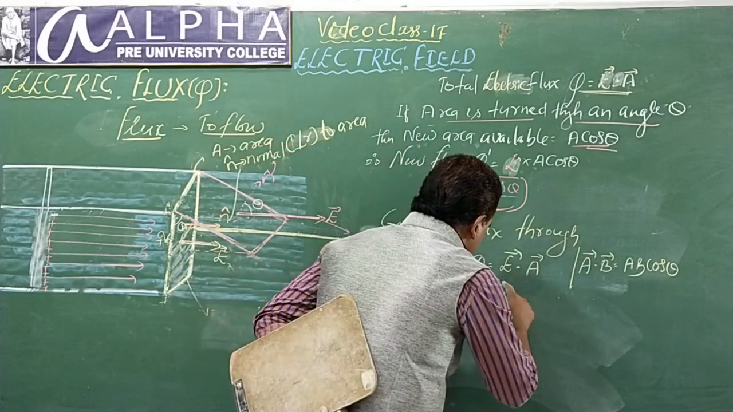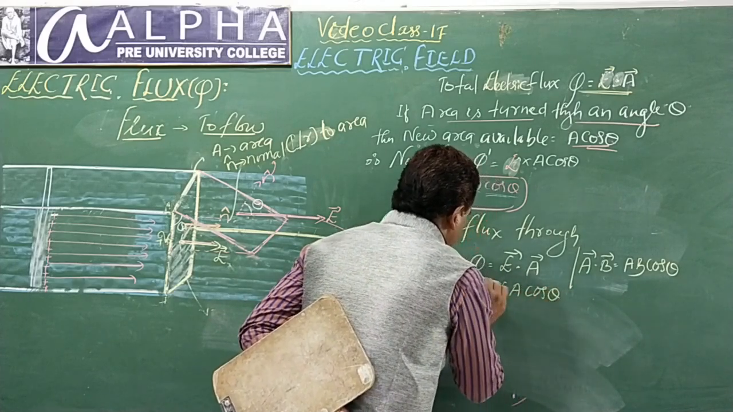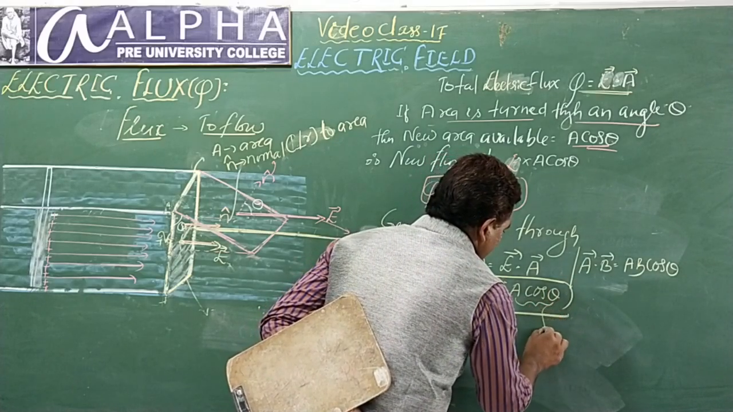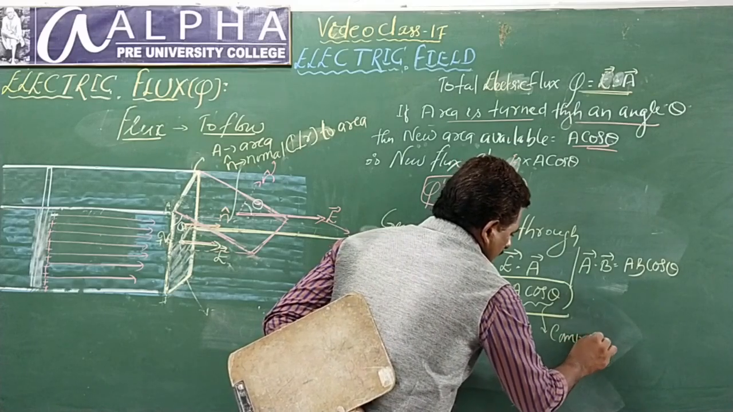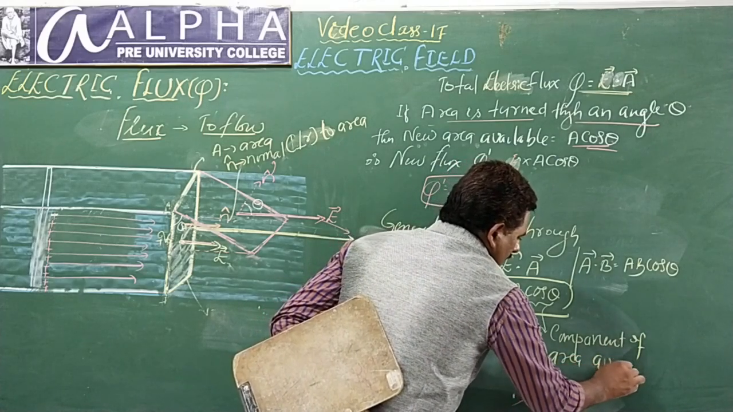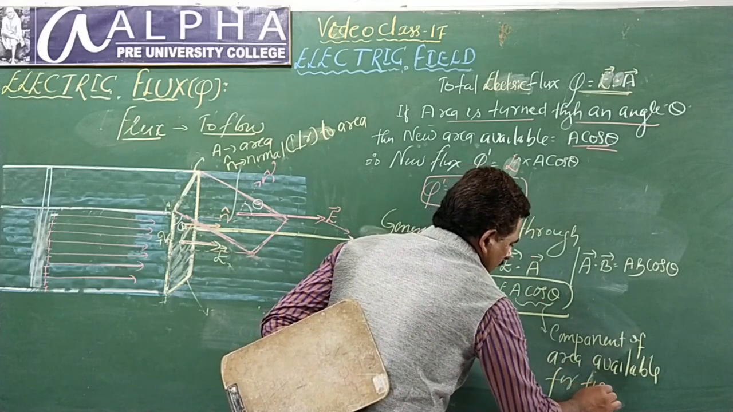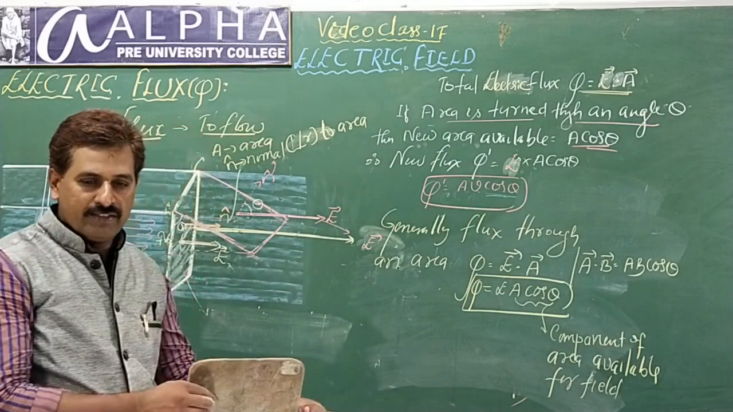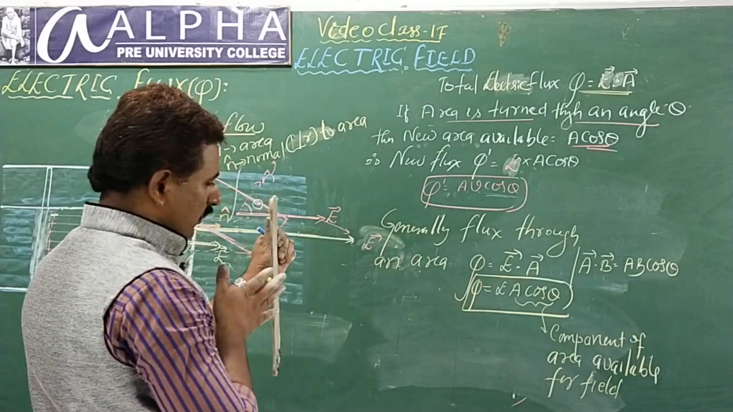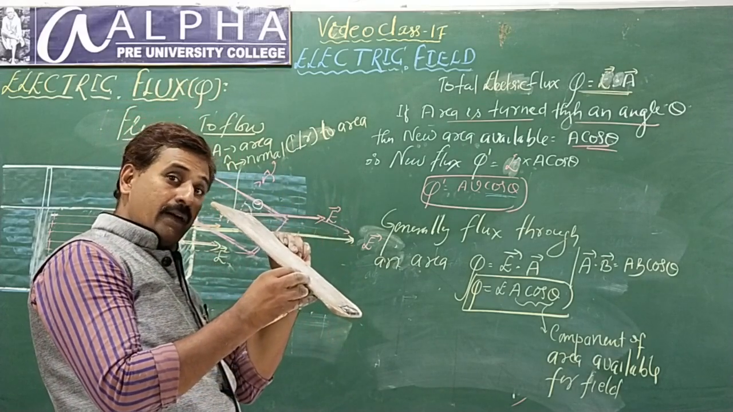Therefore, here, what is E dot A? Value of E, value of A into cos theta. But students, you remember this A cos theta. What is this A cos theta? A cos theta is the component of area available for the field. If I hold it like this, the electric field is towards your right. If you are watching the video like this, towards your right, the entire area is available. But if you hold it like this, only a part of the area is available.